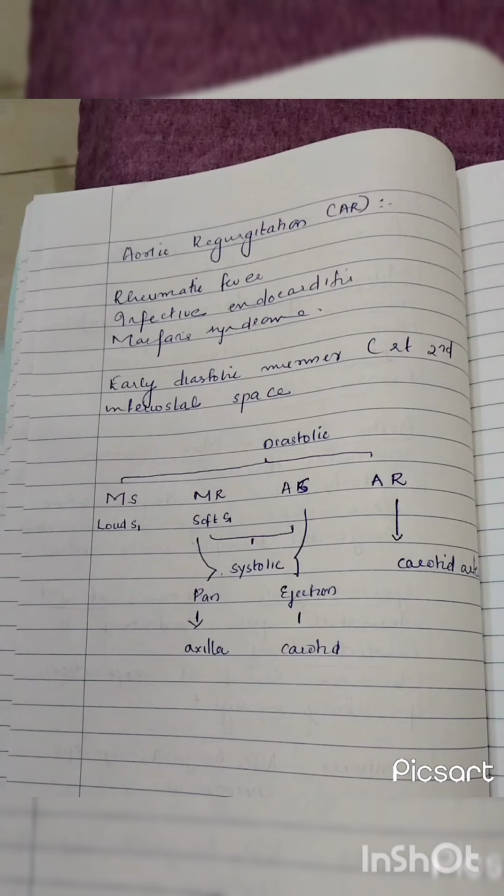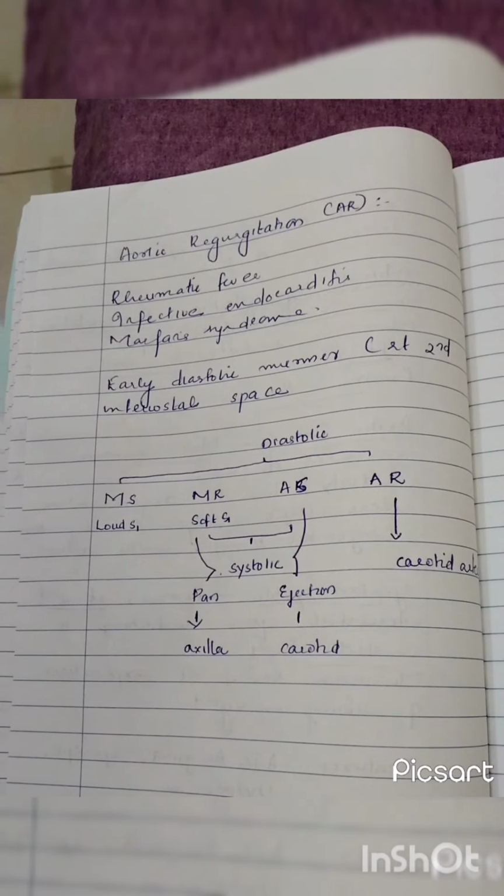In mitral regurgitation, it is a pansystolic murmur radiating to the axilla. In aortic stenosis, it is an ejection systolic murmur radiating to the carotid artery. In aortic regurgitation, it is radiating to the carotid artery. There is a diastolic murmur.